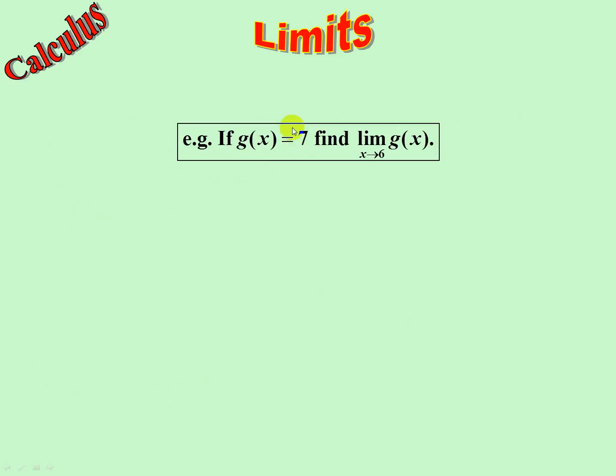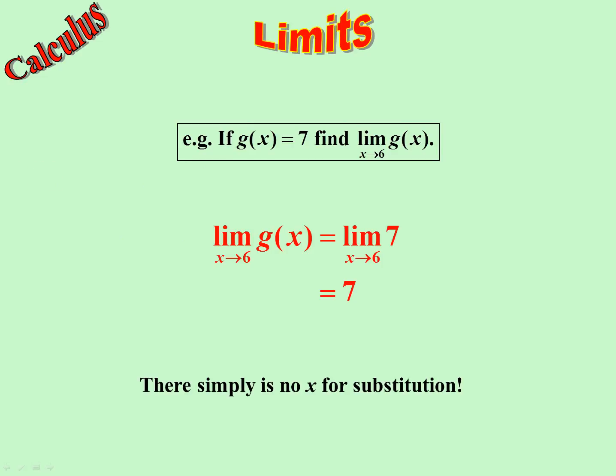We have a name for that sort of term. It's a constant. And what does the word constant mean? Not changing. So if I had to find g of 1 when x is 1, this is constant. Its value is 7. So when x equals 6, its value is 7. So therefore the limit of g of x as x tends to 6, I substitute 6 into that. Well, when I substitute 6 into a constant, I get the constant right back. There's no x for substitution.